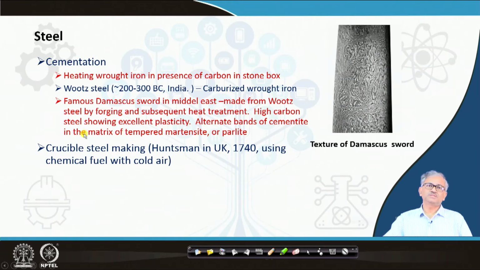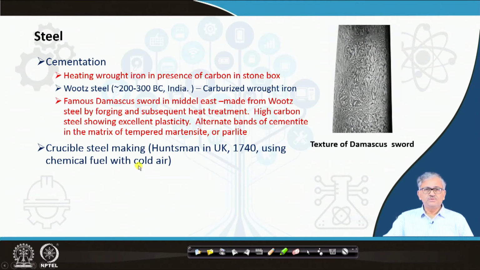And then after this wootz steel era, basically wrought iron and cementation, we came to the first liquid steel making, because liquid steel making requires a very high temperature. That was first done by Huntsman in the UK in 1740. He could make the steel in a crucible, obviously the carbonized steel. With cold air and the chemical fuel burnt, the temperature was around 1400 degrees centigrade, but by that temperature you can melt a high carbon steel, that is the carbonized wrought iron.